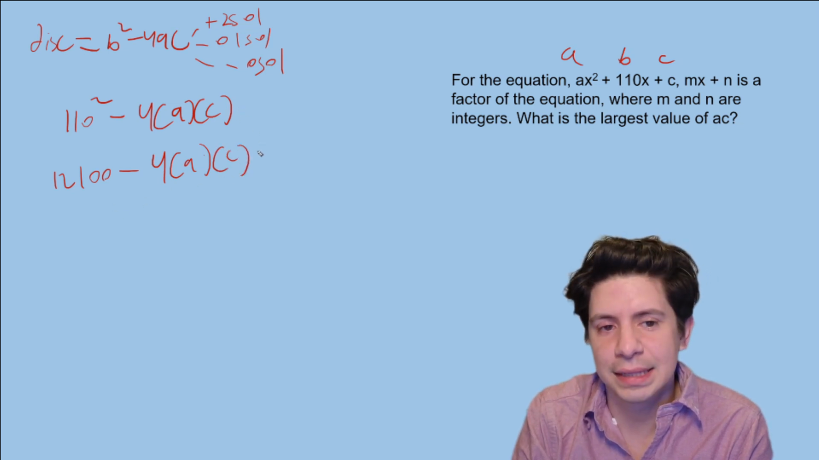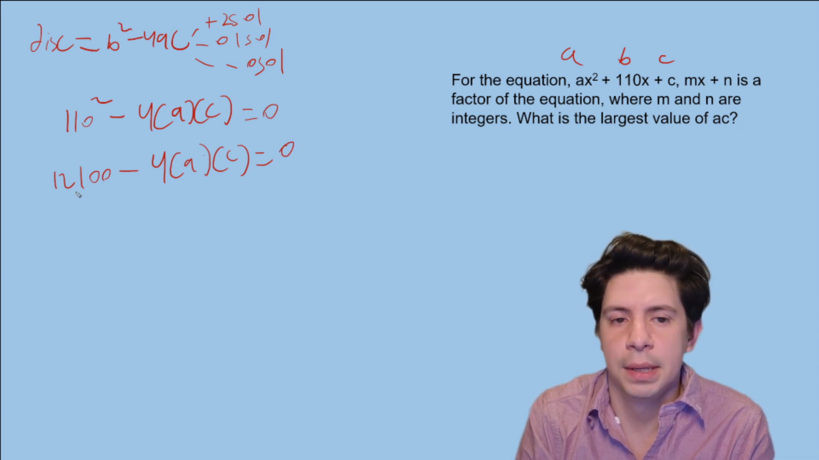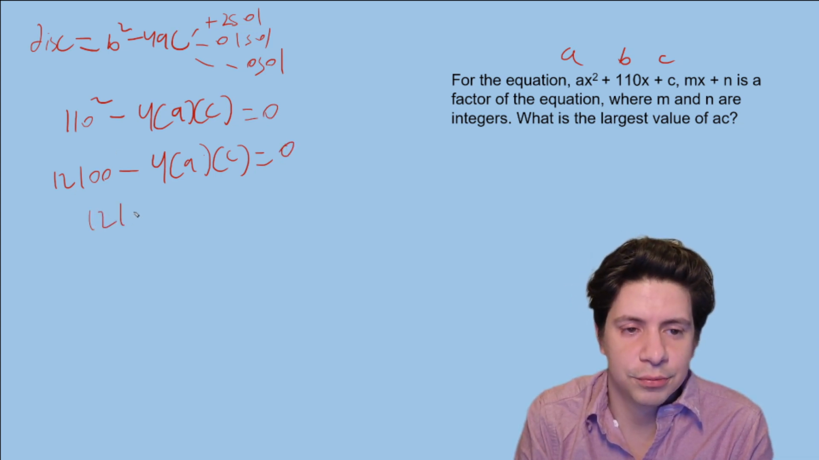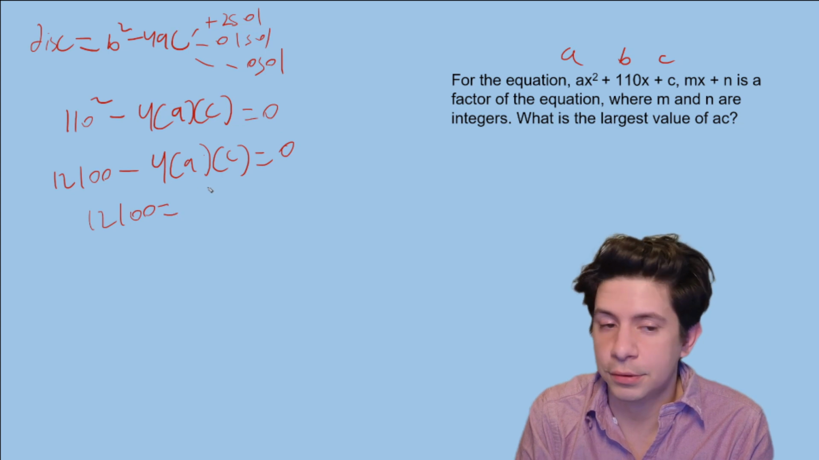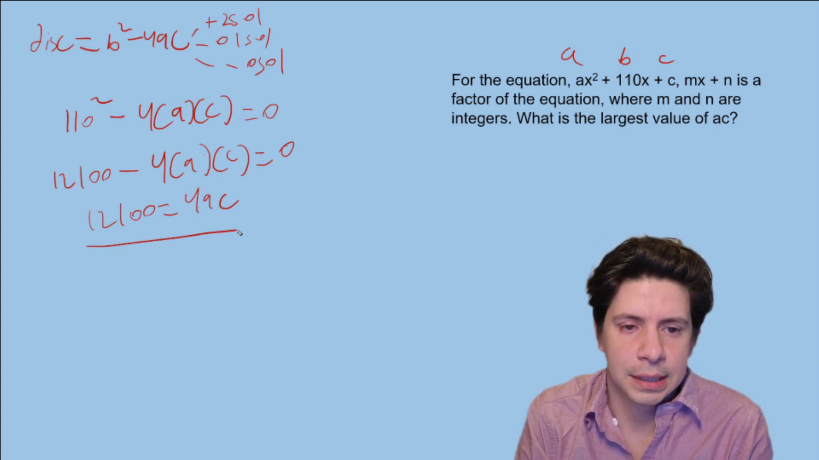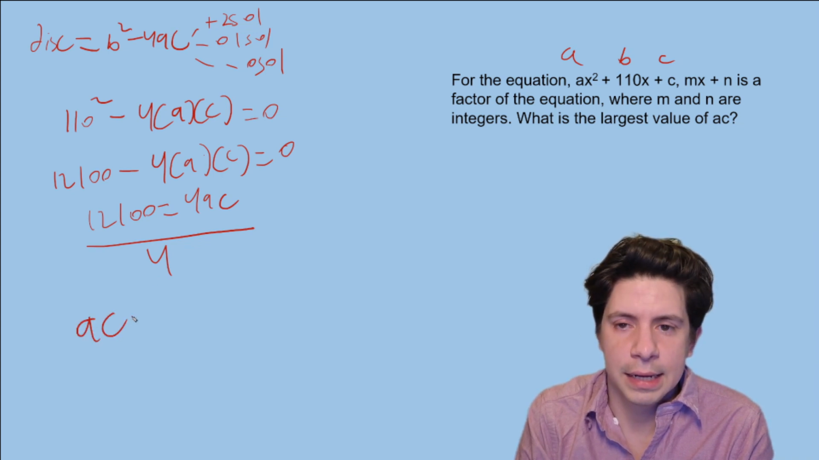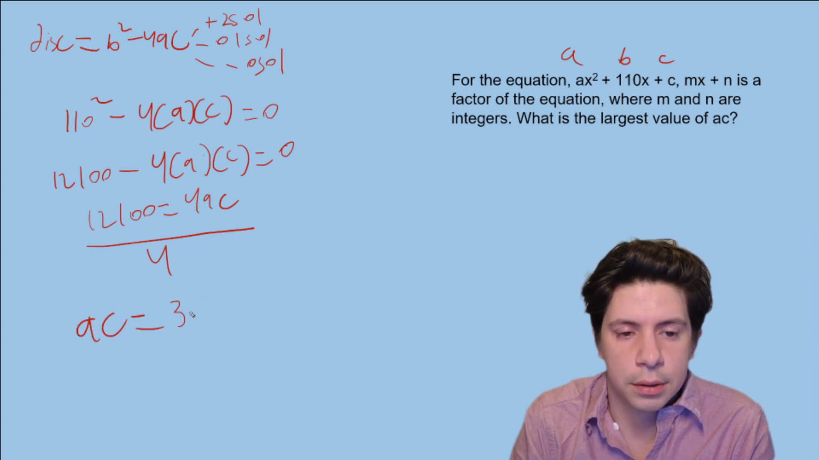and then you can set this equal to 0 because there's at least one solution, right? So then we're going to get 12,100 equals 4ac, and then divide it by 4, ac equals 3,025, right?